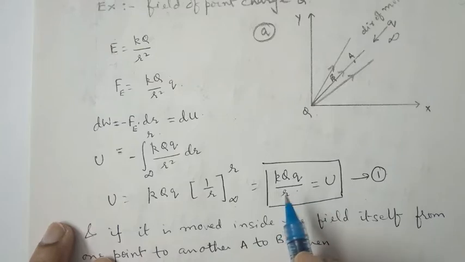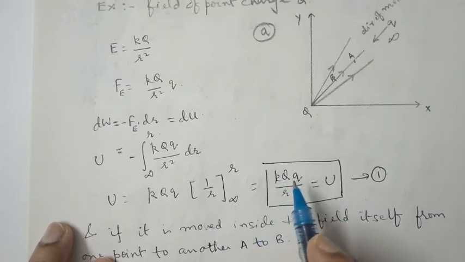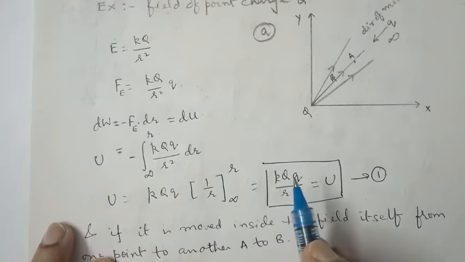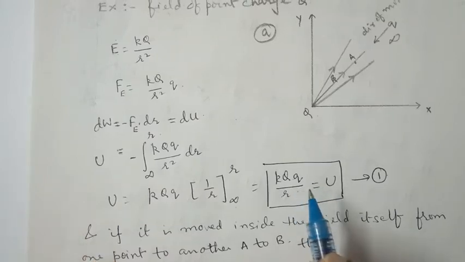When the charge small q has been brought at a distance r from this capital Q, both the charges are positive, and hence this quantity is coming out to be positive. It says that the energy has to be stored. This positive value talks about the energy stored.